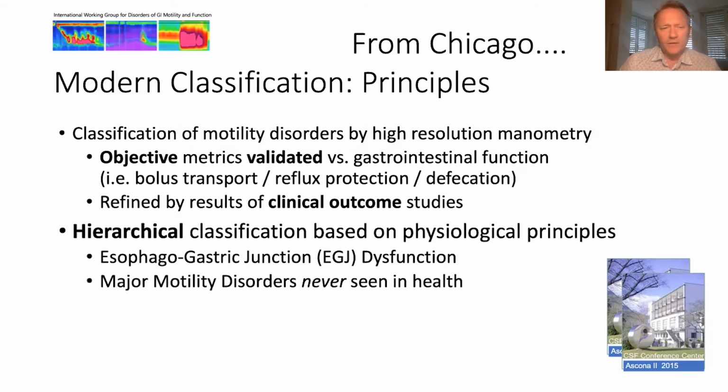We also agreed that we were going to use a hierarchical classification based on physiological principles. So in the case of the esophagus, if the esophagogastric junction, the lower esophageal sphincter, if you like, is not working, then quite frankly, it doesn't matter very much what the peristaltic function of the esophagus is like. This esophagus is not going to work.